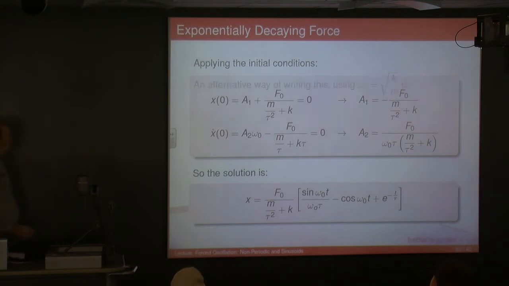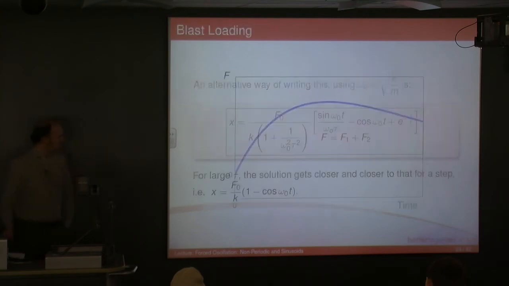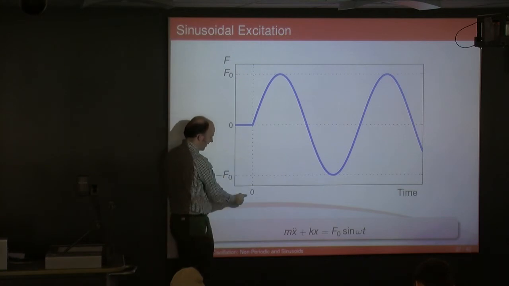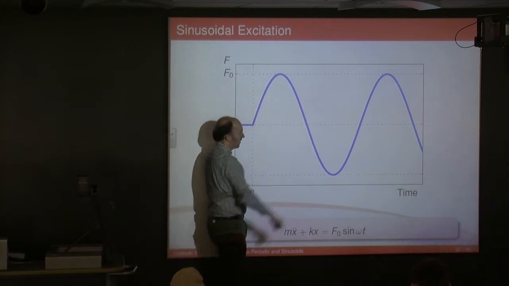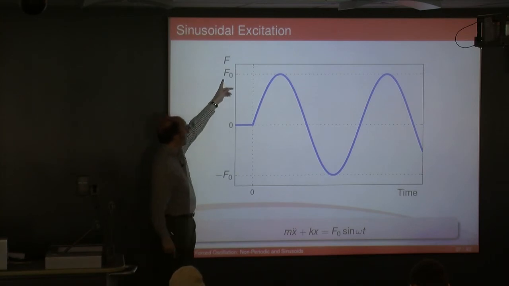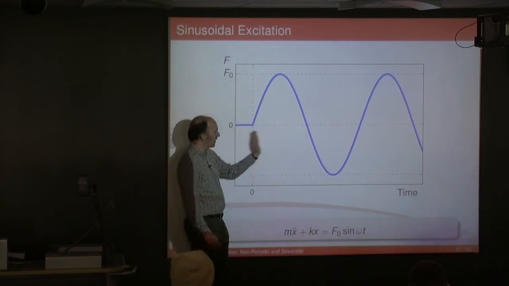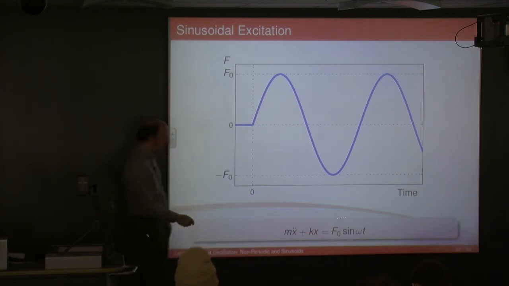Right, what about a sinusoidal excitation? So here's our forcing function. At time less than 0, we have 0 force, and then suddenly at time 0, we have a sinusoid as our forcing function of amplitude f0 and frequency omega, which is of my choosing, the frequency of the oscillation. So there's my differential equation of motion, m x double dot plus k x equals f0 sine omega t, for time greater than 0.